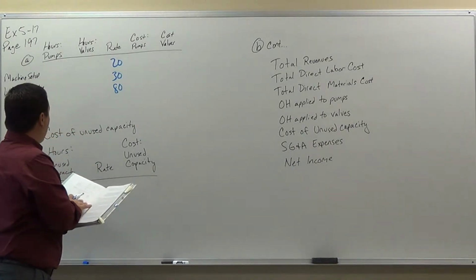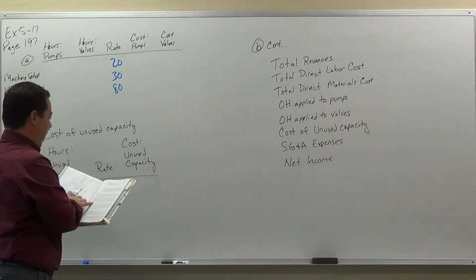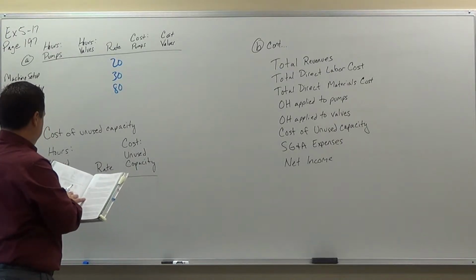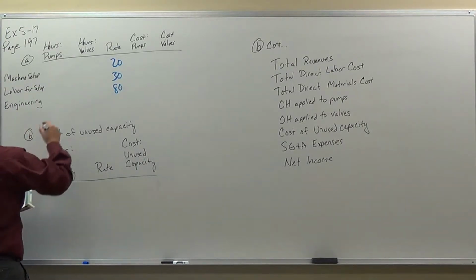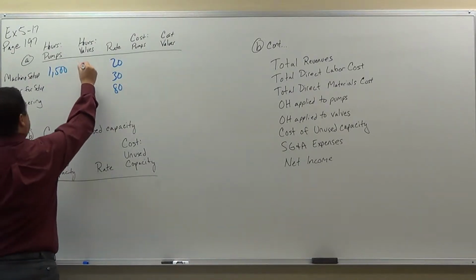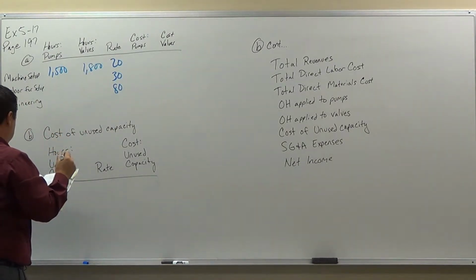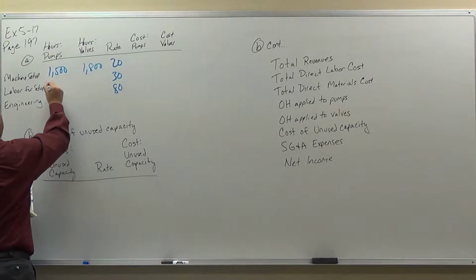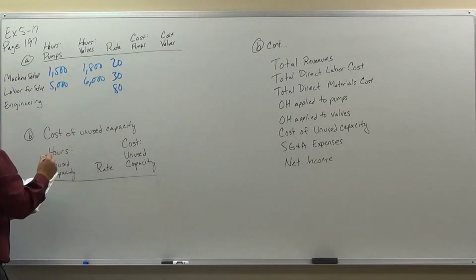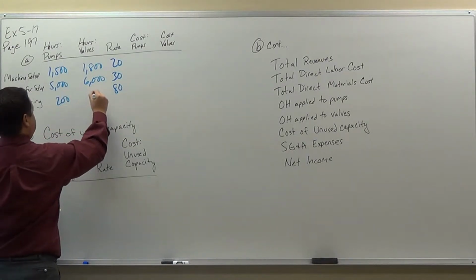All right, moving on, we will be taking a look at the total unit time estimates for hours assigned to products. So first I'm going to look at my pumps and then my valves. So for machine setups, we have 1,500. And then for valves, I have 1,800. And then for the labor setup, receiving and packaging, I have 5,000 for pumps. And then 6,000 for valves. And then for engineering, I have 200 for pumps and 400 for valves.